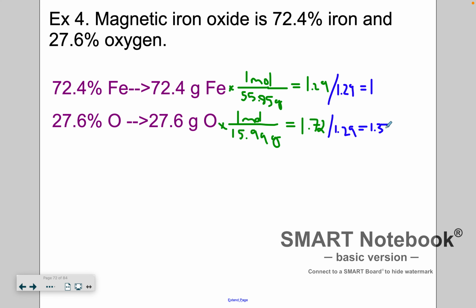Okay, so I don't have a whole number. So what can I multiply the 1.33 by to get to a whole number? Well, this 0.33, that's a third, right? So let's multiply it by 3 so we can get the next whole number here. So when I do that, I get 4. But whatever you do down here, you got to do up here. So because I multiplied it by 3 down here, that means I got to multiply this top number by 3. And I get a 3. So my answer is Fe3O4. All right, so that's how you do empirical formulas.